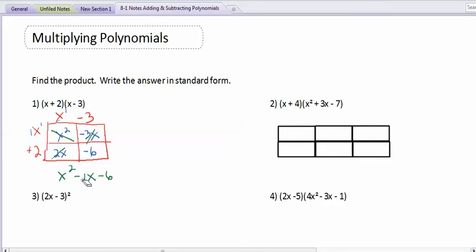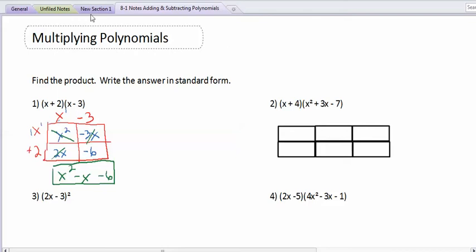Usually we don't put the 1 in front of it, so I'm going to take that 1 away and just put x. So there's my answer, and it is in standard form. It's in descending order. 2, 1, none. Okay, so that's a 2 by 2 box. It's binomial multiplied by a binomial.